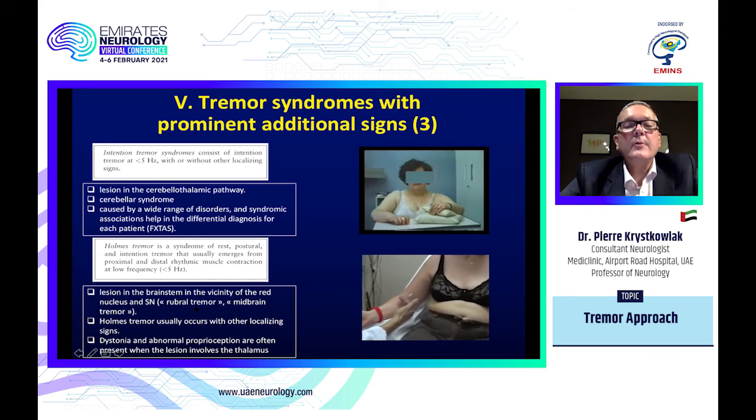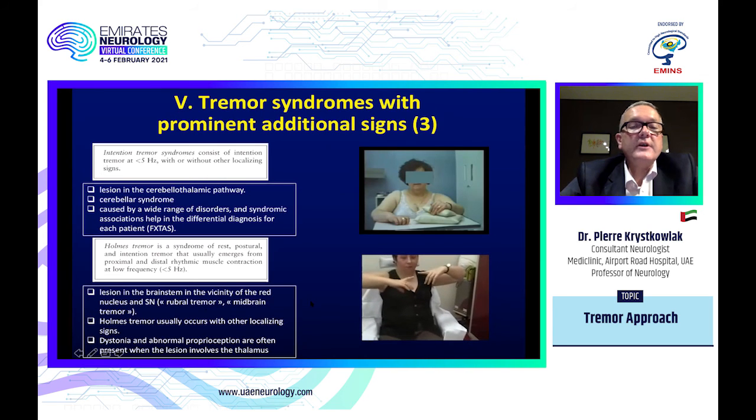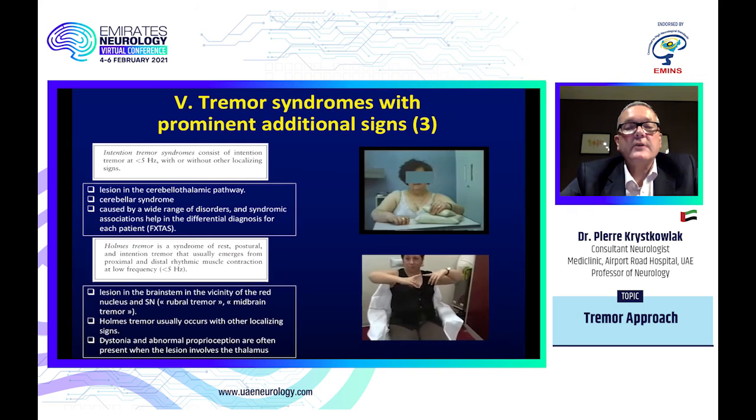It was formerly called rubral tremor or midbrain tremor, and it usually happens with other localizing signs. And when you get some dystonia and abnormal proprioception, it means the lesion frequently involves the thalamus, as I'd like to show you here. Here you can see the rest component on this video.